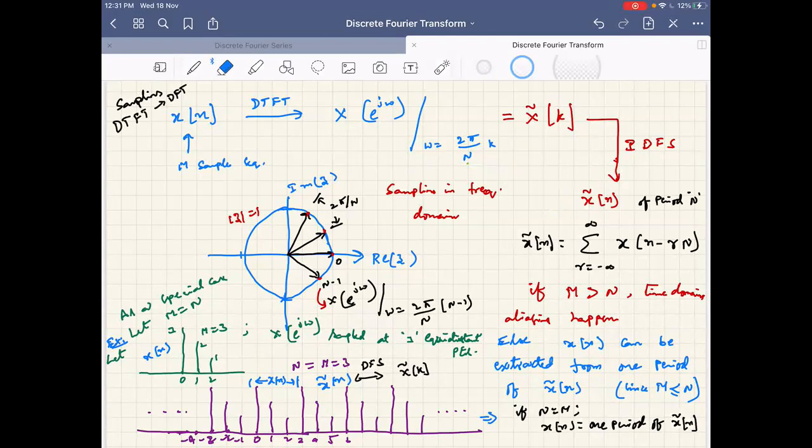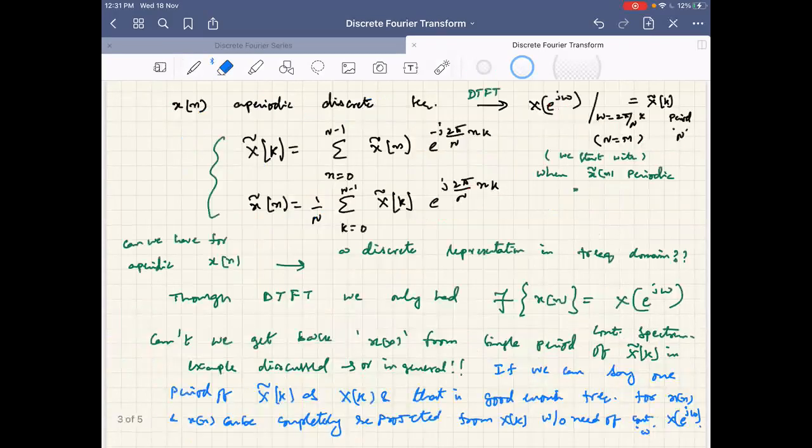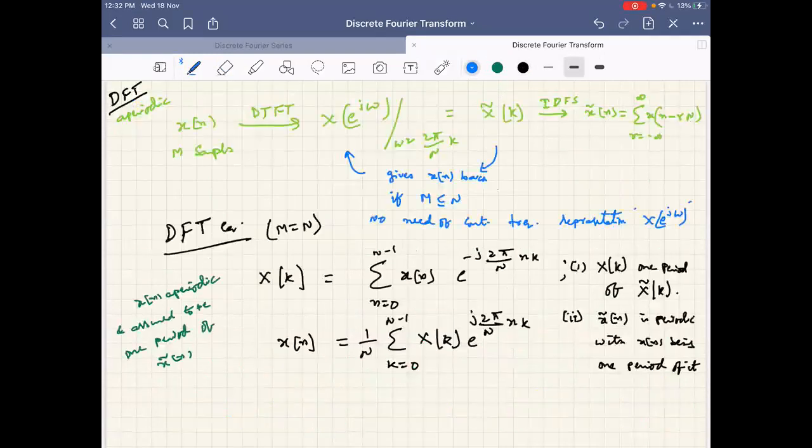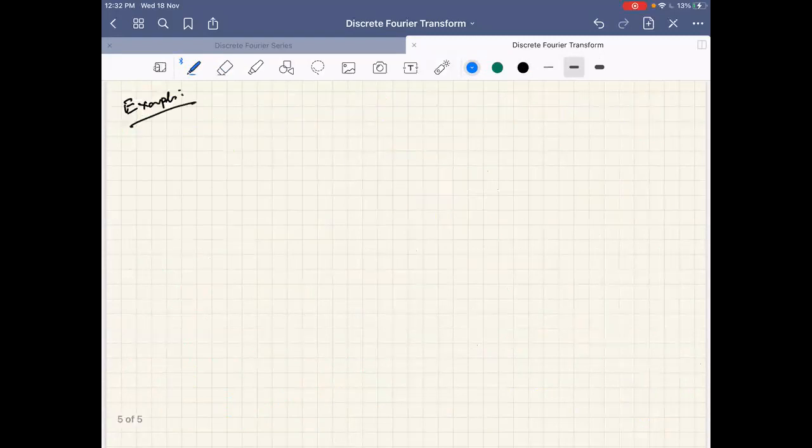Okay, let's leave it. So here what we have discussed is how DFS is related to DTFT, the relation between DFT and discrete Fourier series, and then we have written here the DFT equations. Okay, fine. So let us see one example.